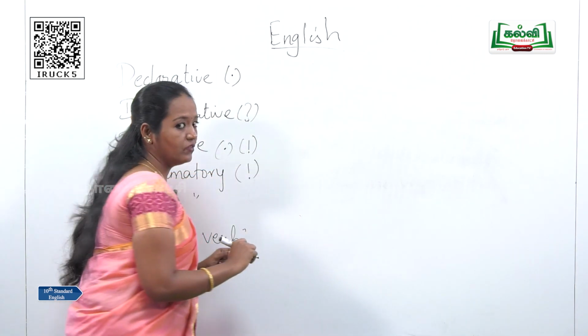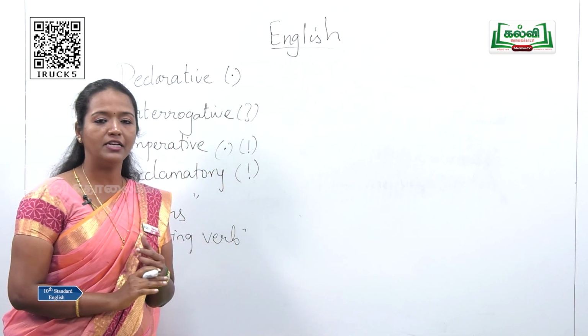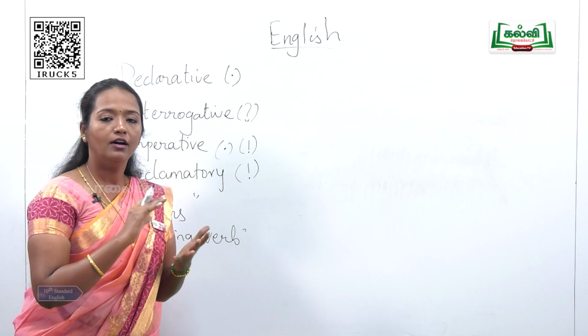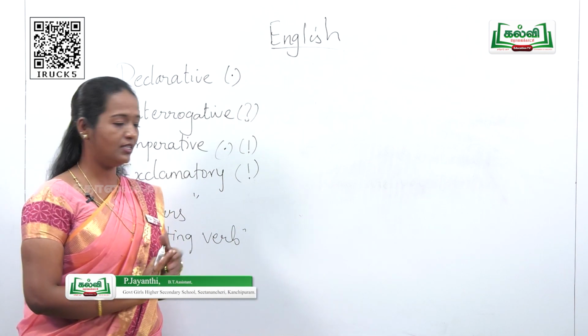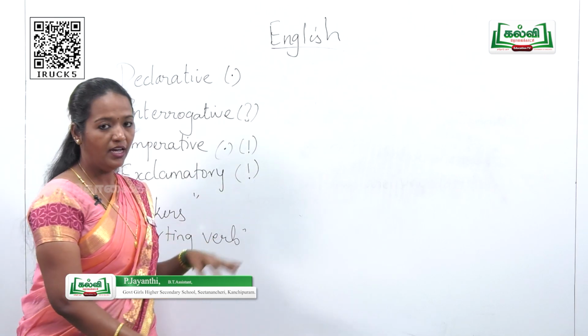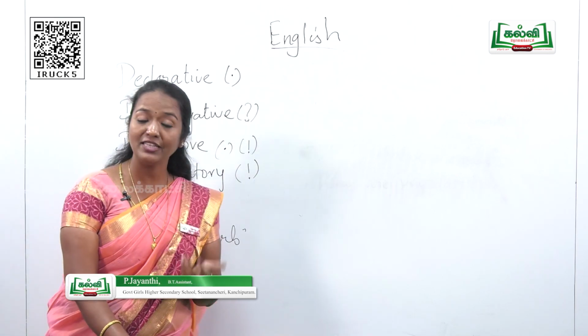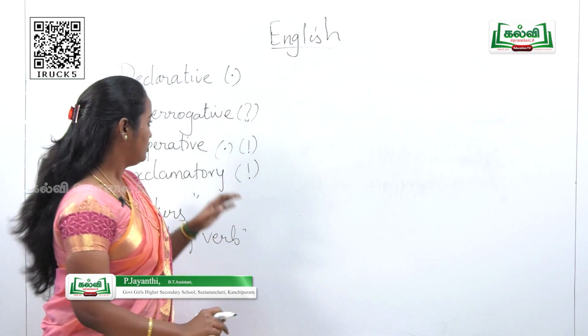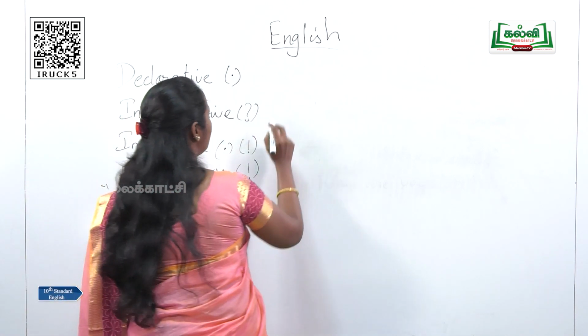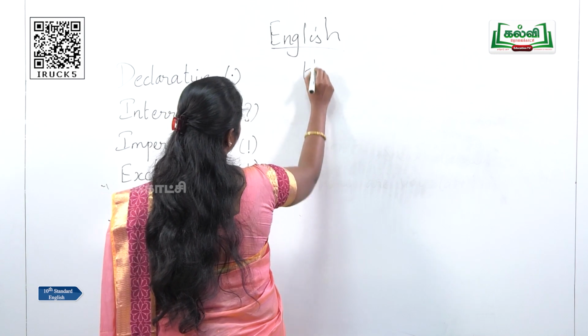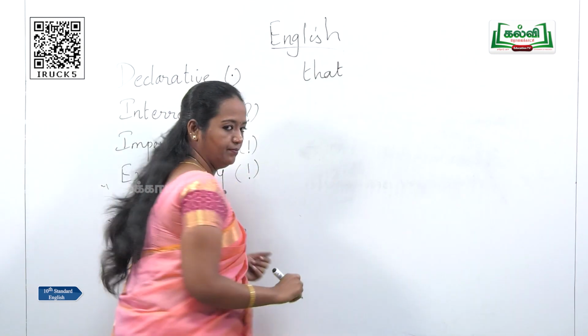So for a declarative sentence, when you are given a sentence and you are asked to convert that sentence into indirect, the first thing that you will have to look at is the reporting verb. And the second thing, what kind of a sentence is that? Okay, so if it is a declarative sentence, the linker that you are going to use is that.